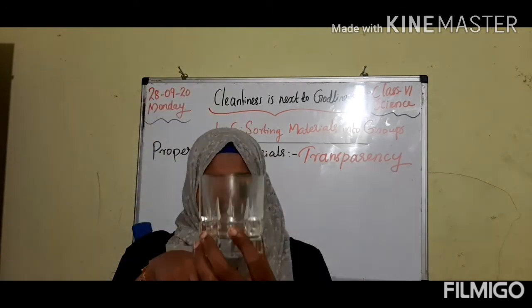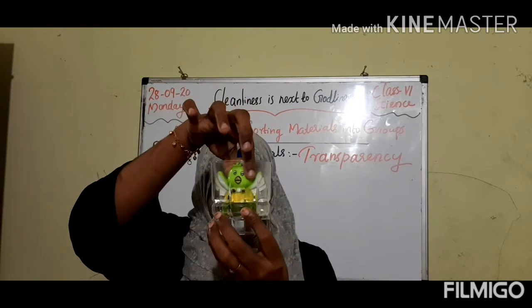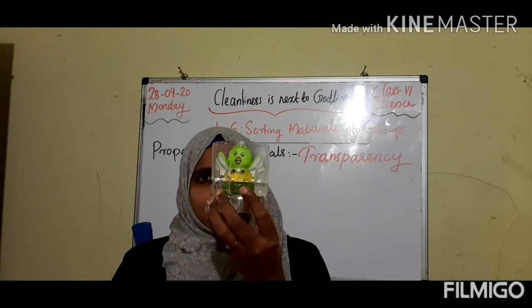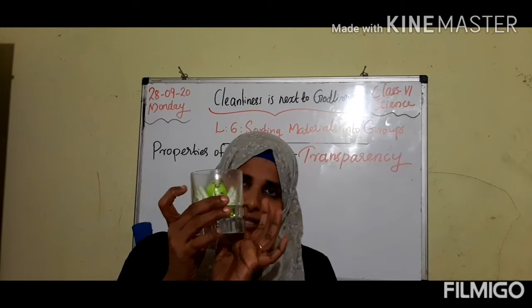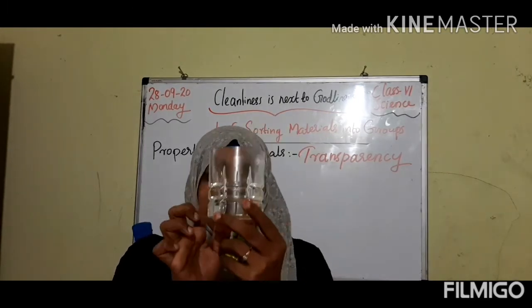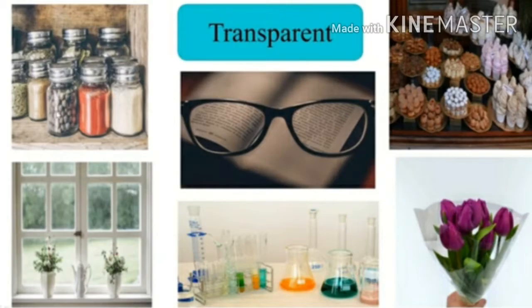This is one material I took, okay? And this is one object I am going to dip in this glass. What do you observe? You can see this object clearly, right? So, from this experiment, you can clearly understand that this glass is transparent. So, we can say that if light can pass through the material and we can see the object, that is a transparent material. Example is glass.